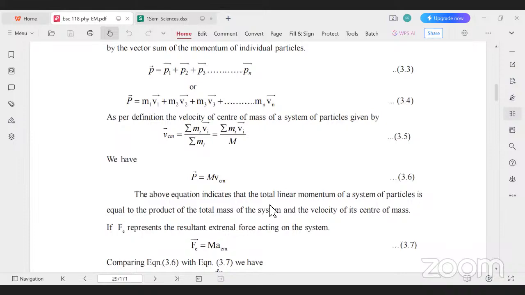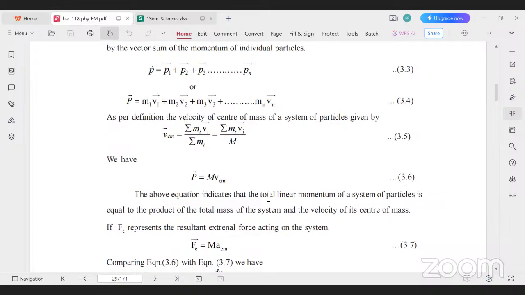The above equation indicates that the total linear momentum of the system of particles is equal to the product of the total mass of the system and the velocity of its center of mass. CM is nothing but center of mass. If F of E represents the resultant external force, E being the external force acting on the system, that is, we are giving some force from outside. Inside also it conducts, but if I give some external force, it starts conducting, right? So F bar of E is M times A of the center of mass, CM being the center of mass.